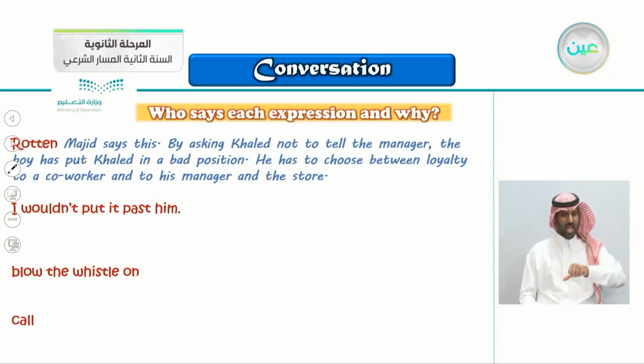And why? Majid says this by asking Khalid not to tell the manager. The boy has put Khalid in a bad position, a rotten position. He has to choose between loyalty to a co-worker and to his manager and the store. I wouldn't put it past him.